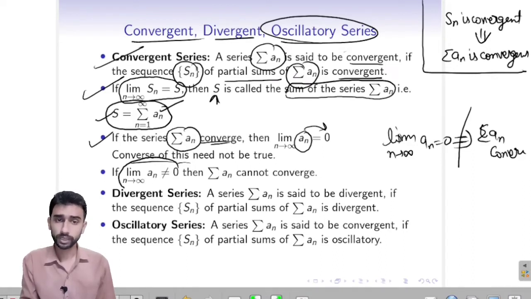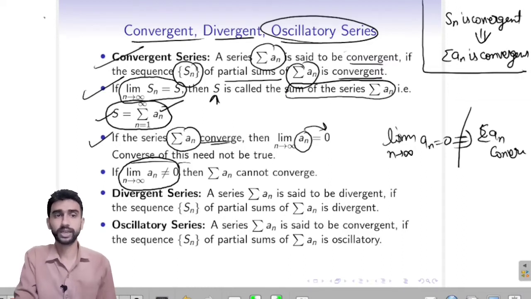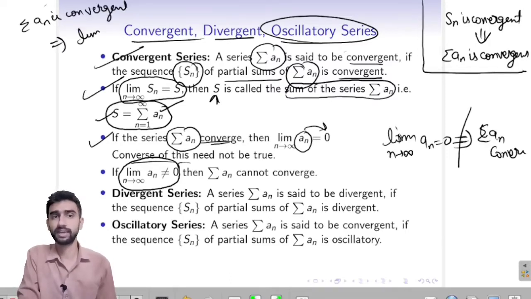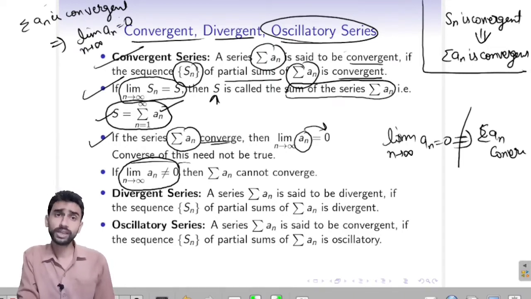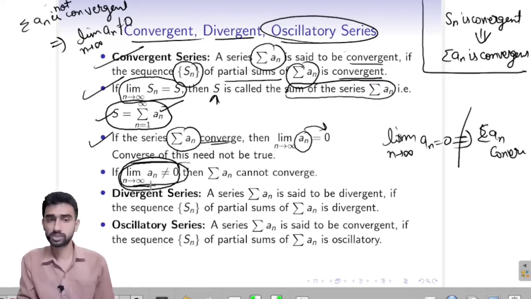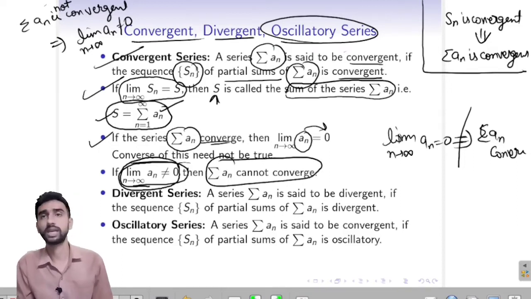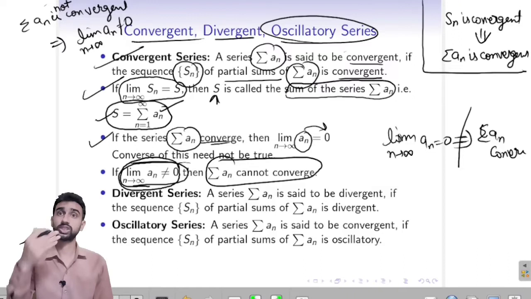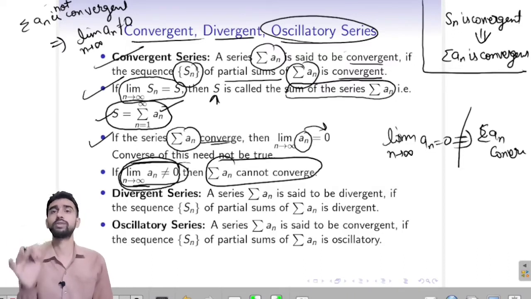But what we can say is, if a series a_n is convergent, then for every convergent series, limit of n tends to infinity of a_n equals 0. Now, what if this is not equal to 0? By the contrapositive, I can say that this series will not be convergent. So the same thing is here: if the limit of this sequence is not equal to 0, then the series cannot be convergent. So this is a method of checking the convergence of a series. This is one of the methods.